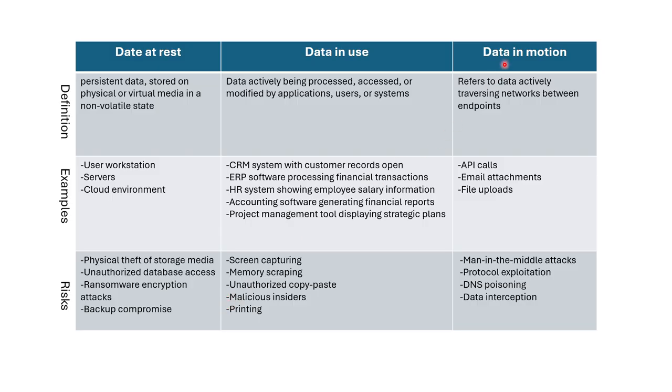Data in motion, also called data in transit, refers to data actively traversing networks between endpoints. This includes internal network transfers, external communications, and cloud-to-cloud data flows. Examples can be API calls, email attachments, and file uploads. Here are the risks associated with data in motion: man-in-the-middle attacks, protocol exploitation, DNS poisoning, and data interception.